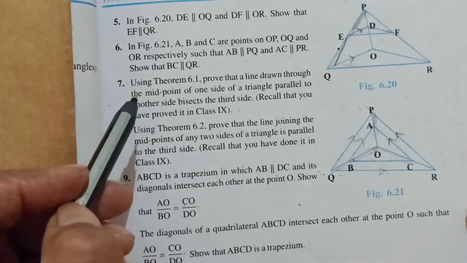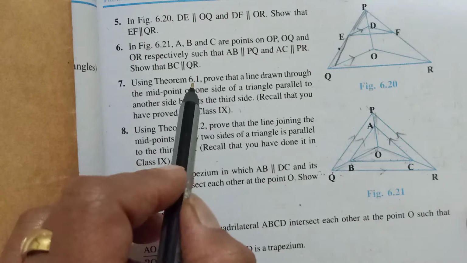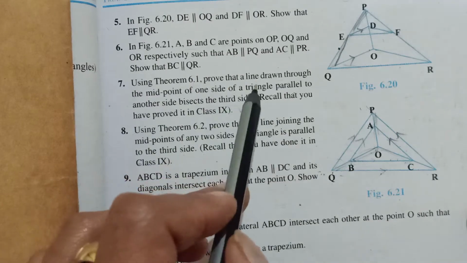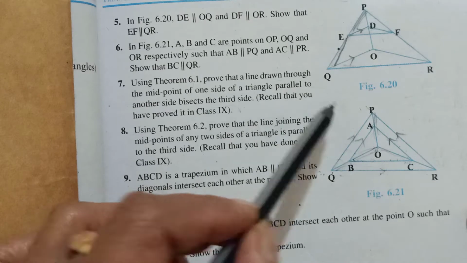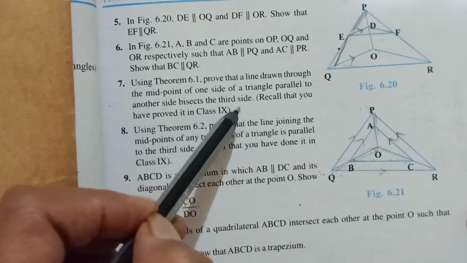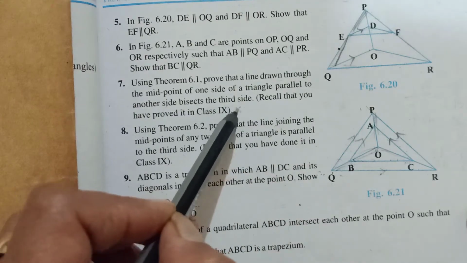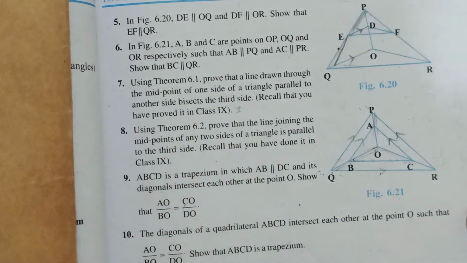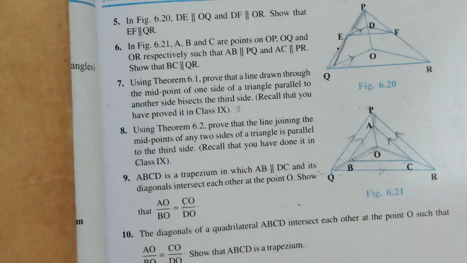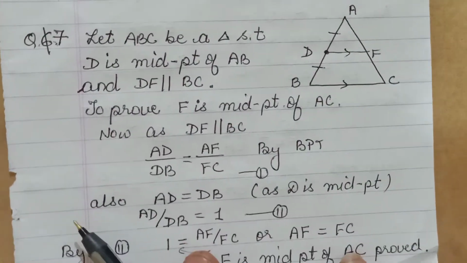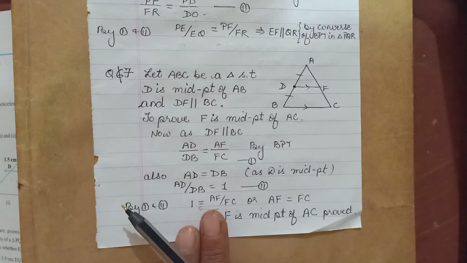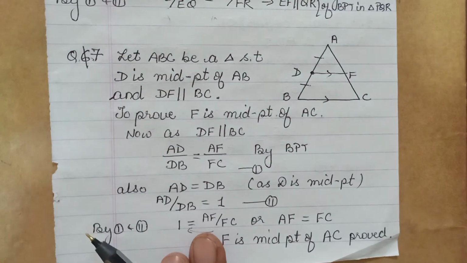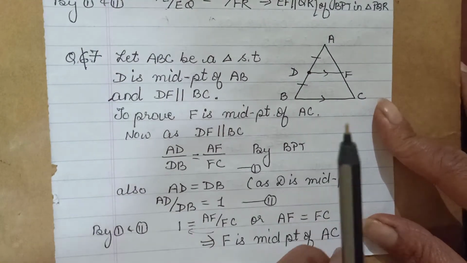Now the seventh one says: using theorem 6.1, that is using BPT, you have to prove that the line drawn through the midpoint of one side of a triangle parallel to another side bisects the third side. This was your midpoint theorem you studied last year, children, but right now we are using BPT for proving this. That is simple enough, but the way of writing is important here, because nothing is given to you, it's just a statement.